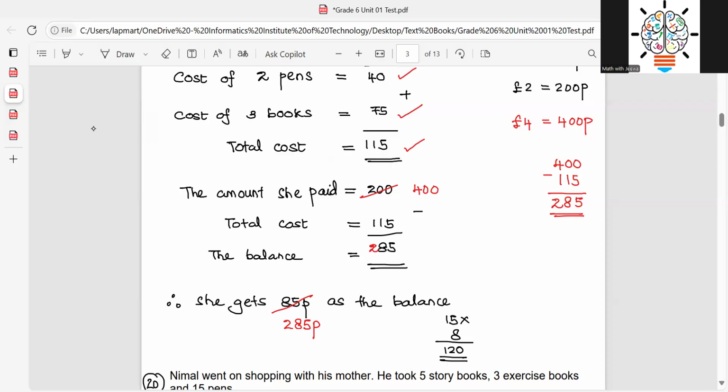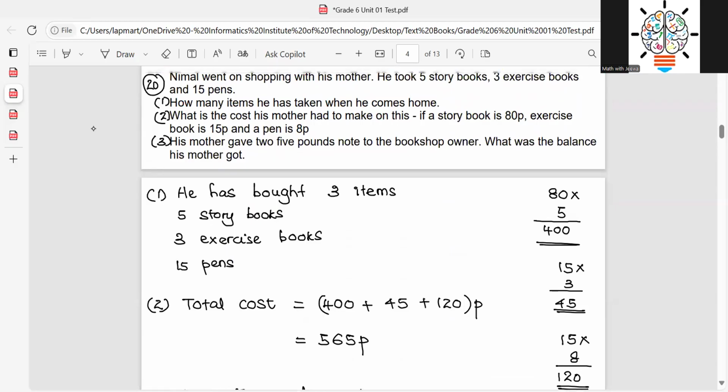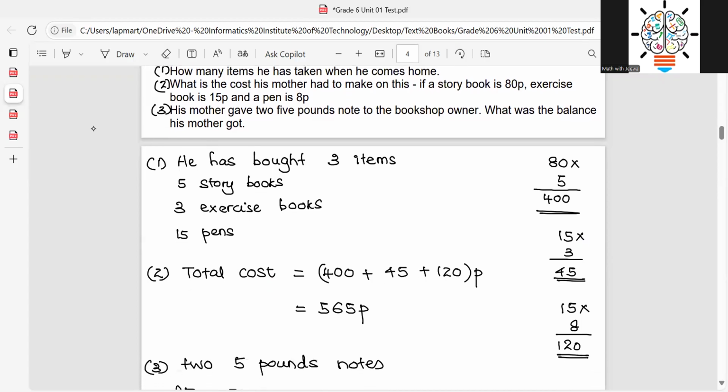Okay, children. Then I want to double check what has happened in question number 20 also. We'll see. Nimal went shopping with his mother. He took 5 storybooks, right? 5 storybooks in the sense 80 into 5. That is correct. And 3 exercise books, 15 into 3, 45, correct. And 8 pens at 15 pence. So then 15 into 8, it is 120.